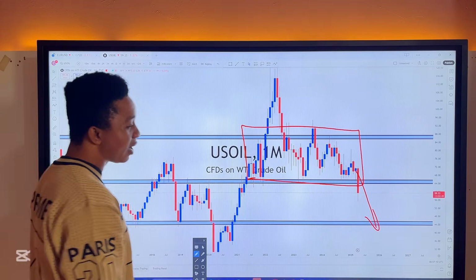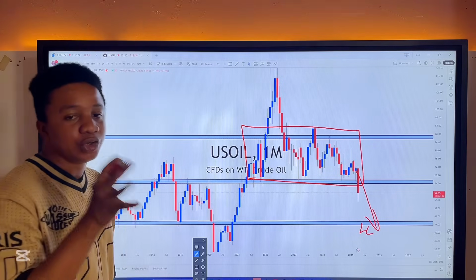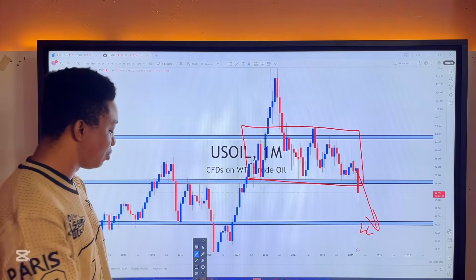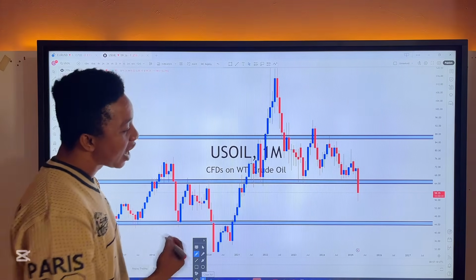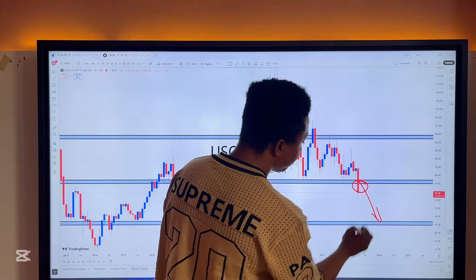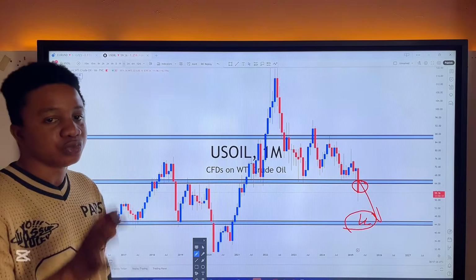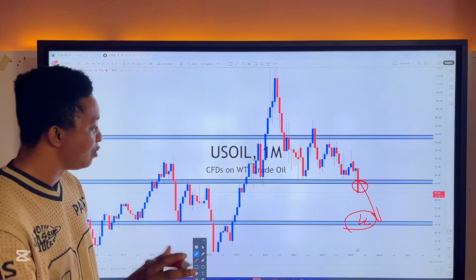So price on the monthly is heading all the way to its next support level as well, a lower low on the monthly. Is that simple? Now the question then is, how are we going to find opportunities to sell all the way down before price meets its support level as a lower low? Let's find out as we take you through the various time frames together.